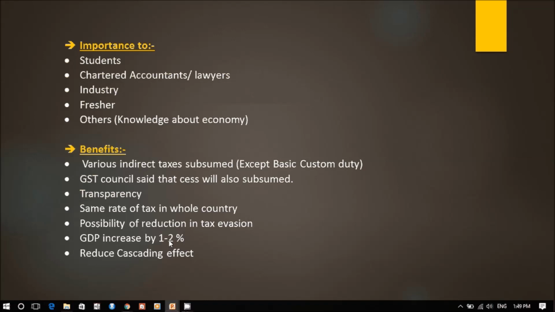And one more thing, earlier the tax thresholds of VAT, service tax and excise were different. So only a few persons could be registered under those tax laws. But now under the GST there is only a single threshold. If a person is registered under VAT and is providing service as well as selling goods, he has to take a single registration.